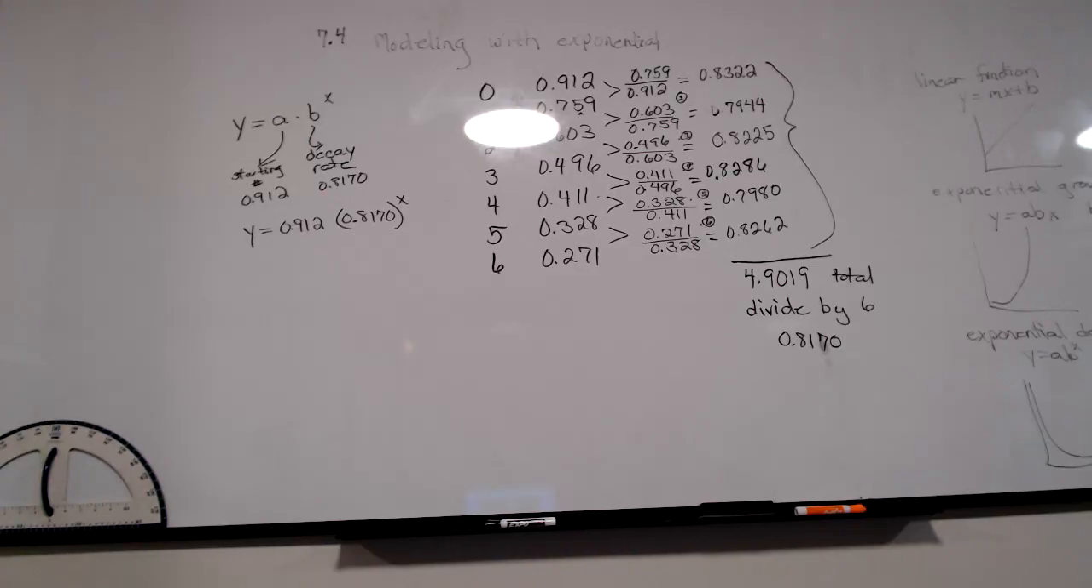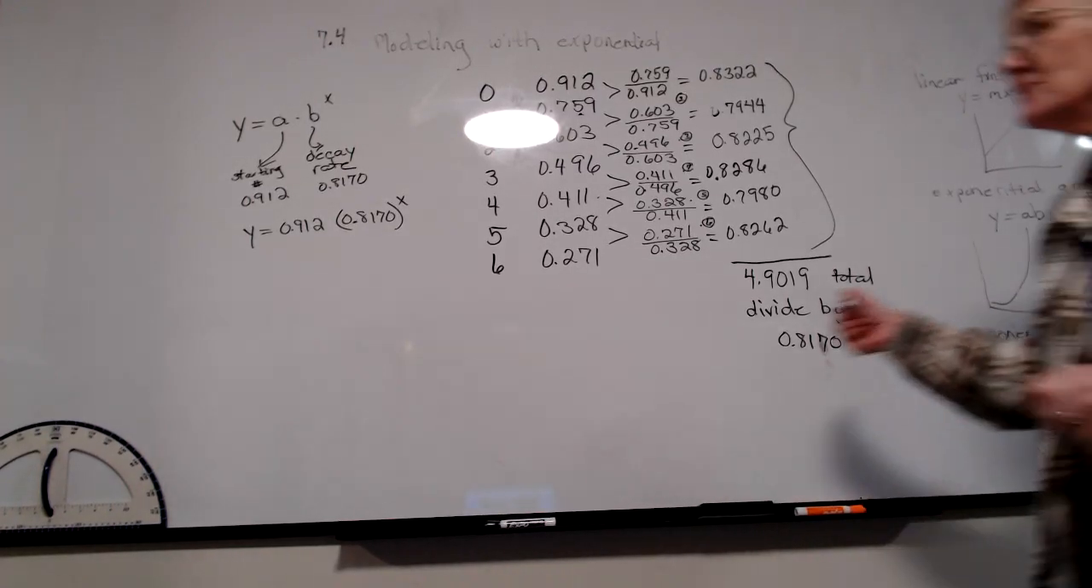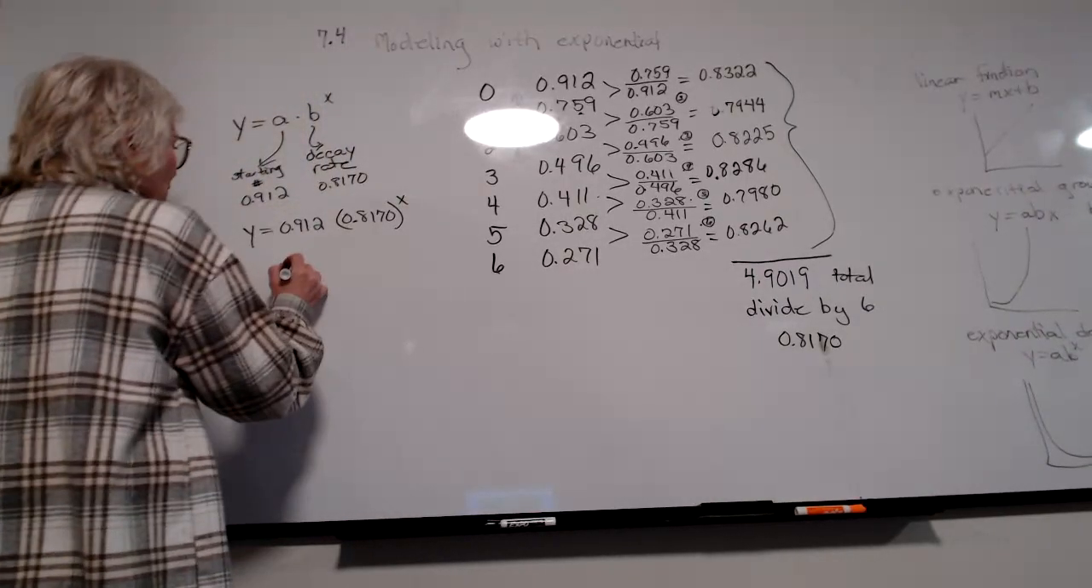It asks now, what would the 8th bounce be? How would I find the 8th bounce now? Yes. Would we now use this equation and put the 8 in for x? Yes, you would put 8 in for x and use that equation. So right now we would project.